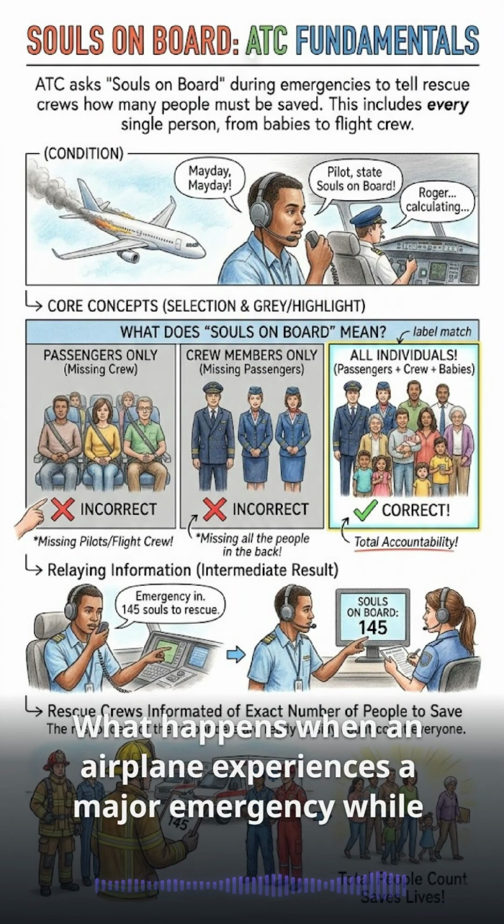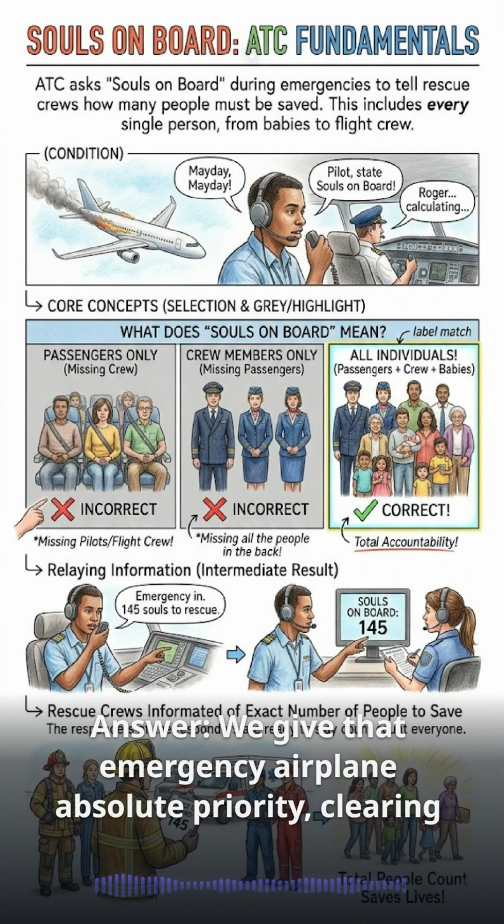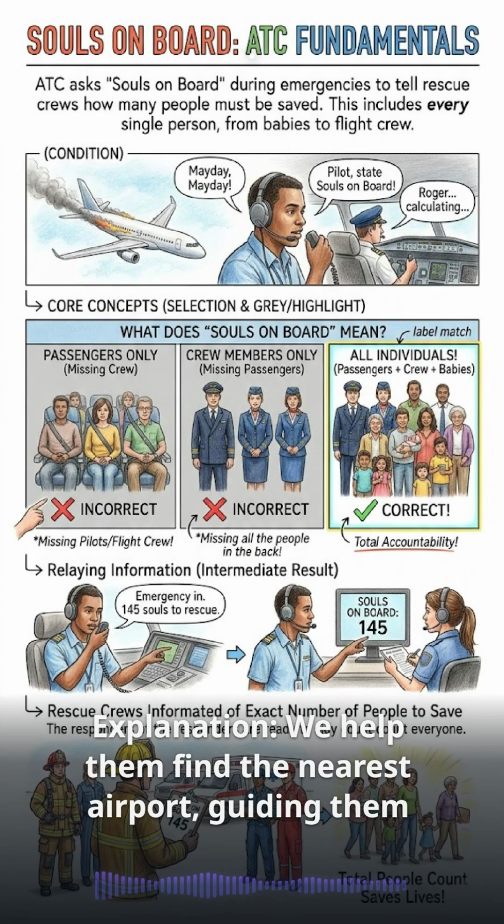7. What happens when an airplane experiences a major emergency while flying in our busy controlled airspace? We give that emergency airplane absolute priority, clearing all other traffic out of its flying way. We help them find the nearest airport, guiding them down for a fast and safe landing.